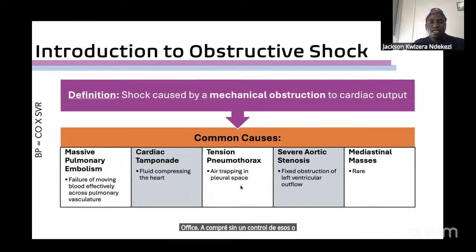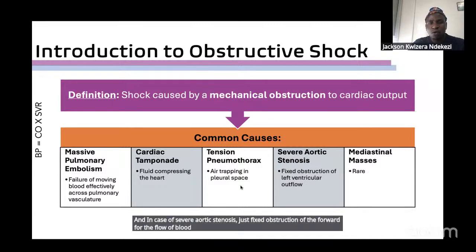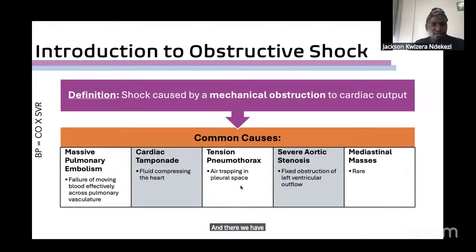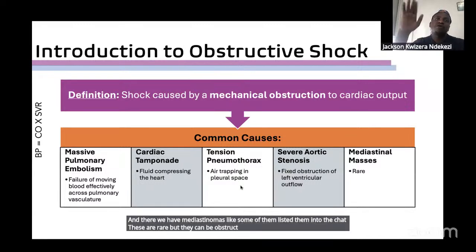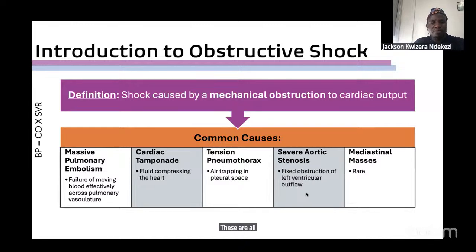In the case of severe aortic stenosis, it's a fixed obstruction of the forward flow of blood, or the left ventricular outflow. And there are mediastinal masses, like some of them listed in the chart. These are rare, but they can cause obstruction, like superior vena cava syndrome. These are all conditions that can obstruct blood from going to the heart.